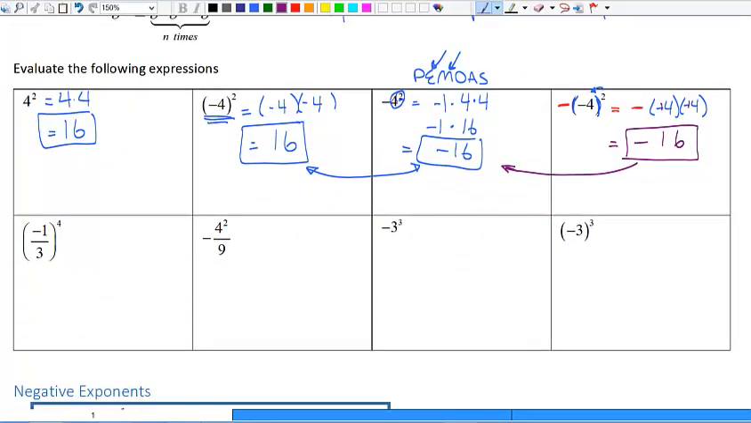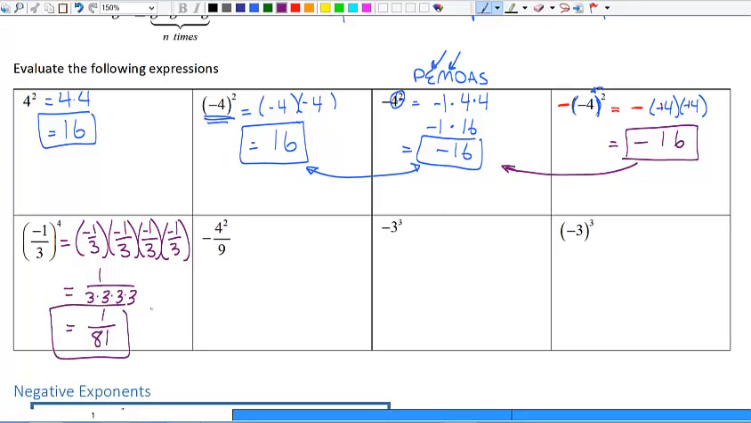On the next set, we have negative 1/3 to the 4th power. So this means I have negative 1/3 four times. When I multiply all the numerators, I'm getting a positive 1. When I multiply all the denominators, that's 4 copies of 3, which turns out to be 9 times 9, or 81. So 1 over 81 is the solution here.